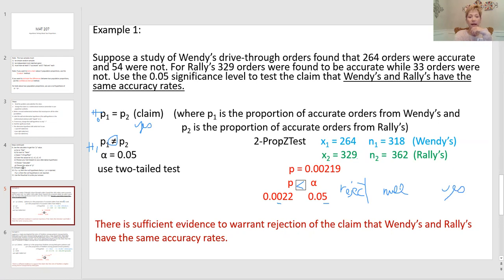So I literally wrote down, I just copied down from the flow chart, there is sufficient evidence to warrant rejection of the claim that, and then I went back and put what I had underlined when I got to the claim part. So that part's exactly the same as you've been doing before. No different. Okay. So you're doing exactly the same thing that you've been doing before. All right, let's go look at a second example real quick.